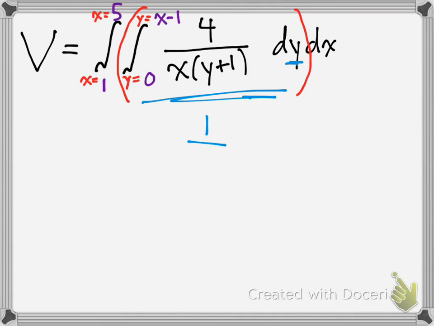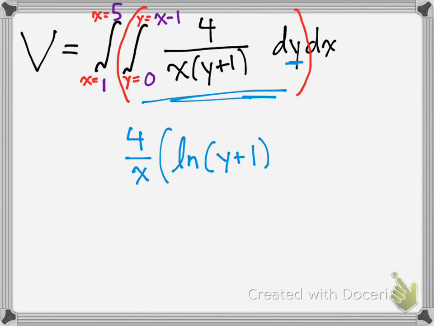And the antiderivative of 1 over something is ln of that something. So basic calculus rules here, and that's how we're going to evaluate this. Since 4 over x is like a constant, like a number, it's just going to stay out over here. And the antiderivative of 1 over something is the natural log of that something, which is ln of 1 plus y plus 1, and we're going to evaluate that from y equals 0 to y equals x minus 1.